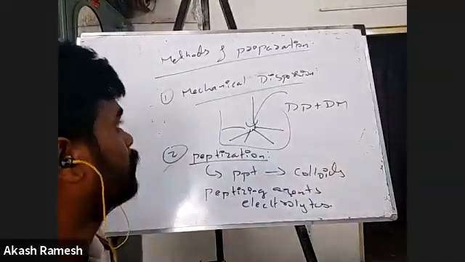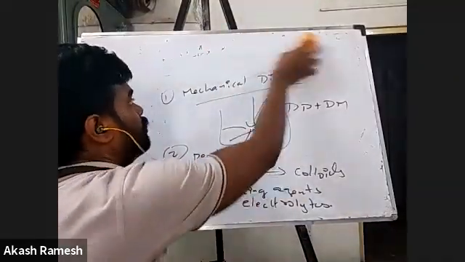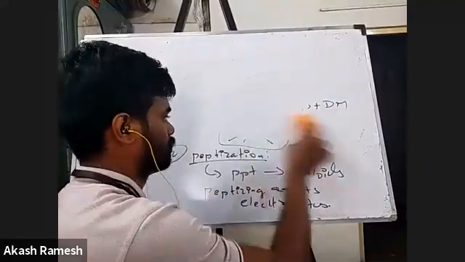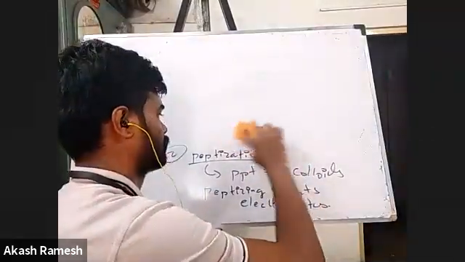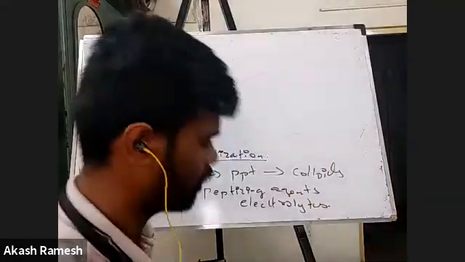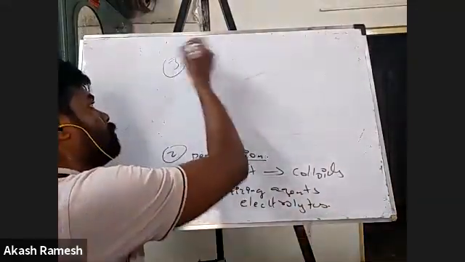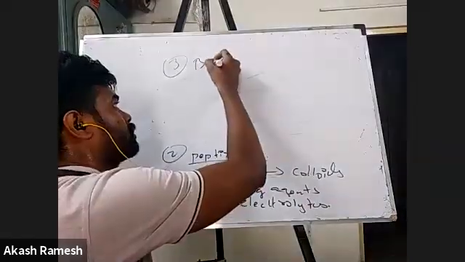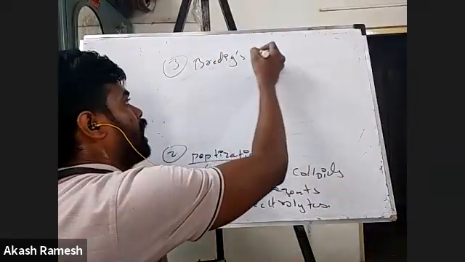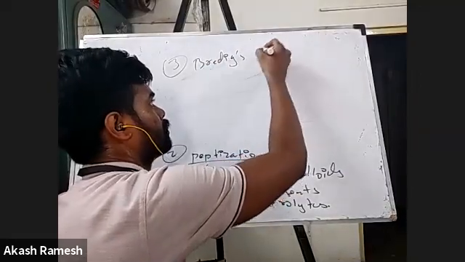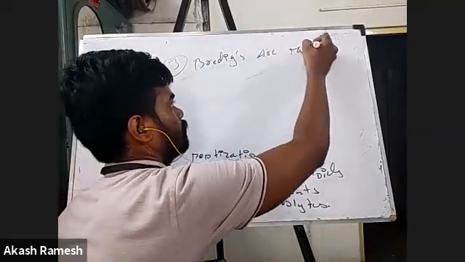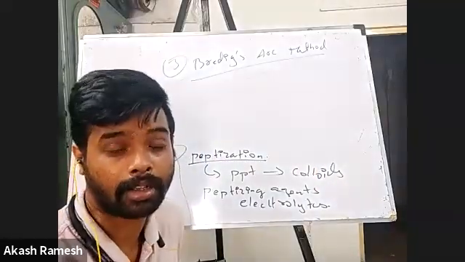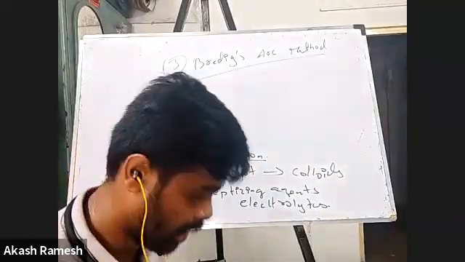Next type of method of preparation. So the third one is the most important one. It is called Bredig's arc method. Okay. Bredig's arc method.